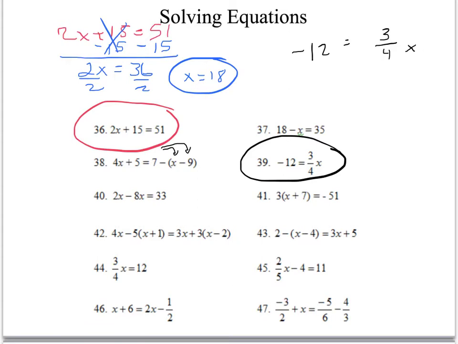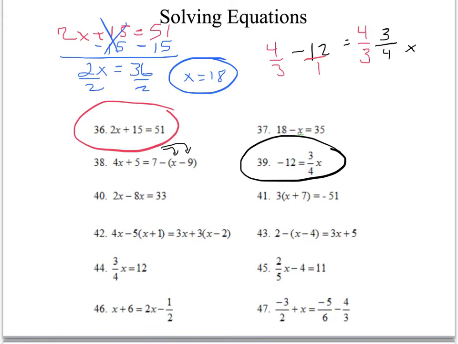A lot of guys aren't sure what to do. What you should do is multiply by the reciprocal. Now remember, whatever you do on the right side of an equation, you have to do on the other side of the equation as well. So if I multiply by 4/3 on the right, I have to multiply by 4/3 on the left.